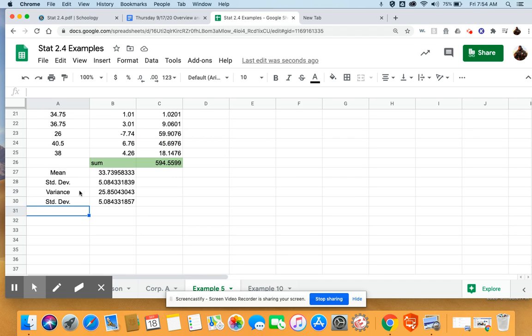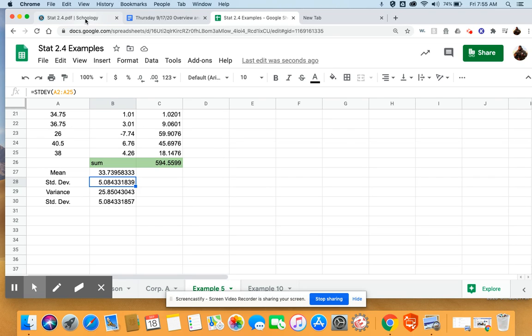Not difficult. You can use the shortcut as long as you know that it is a sample. If it is a population, you need to go through all of the steps. We don't have a shortcut for population standard deviation. So always when you're given a data set, think to yourself, does this data set represent all of my values or only part of the population?